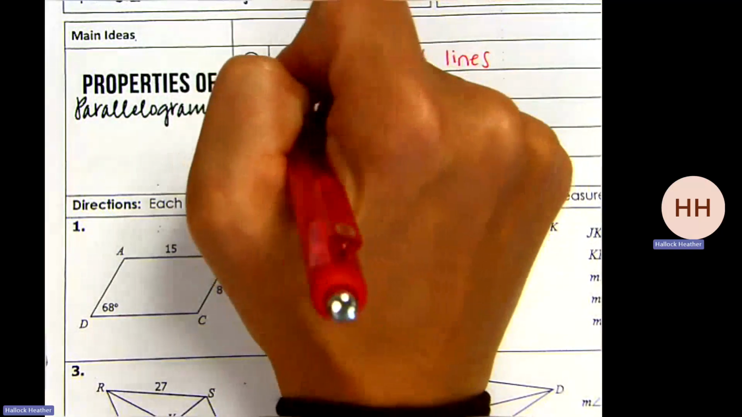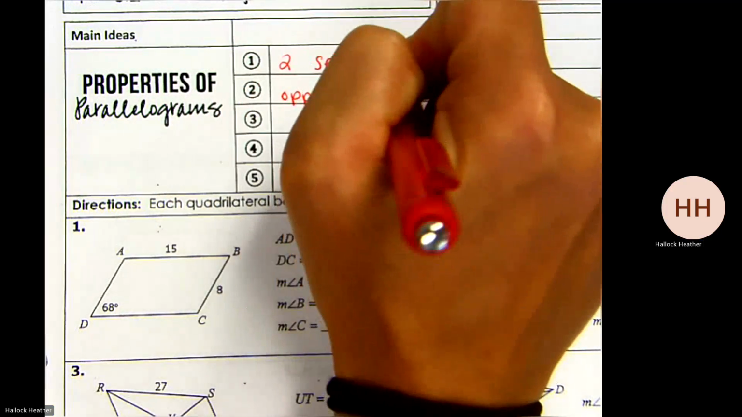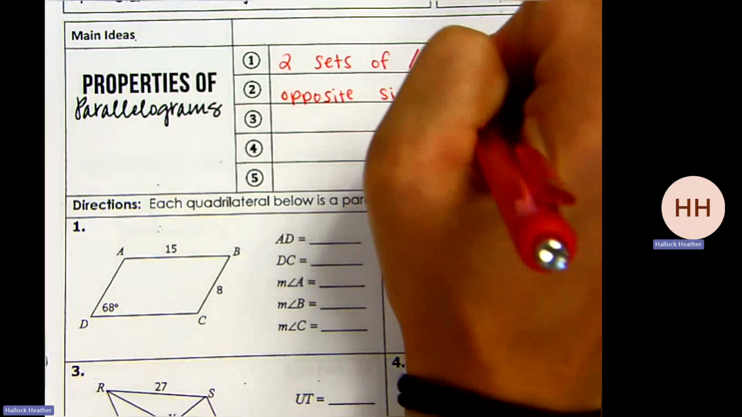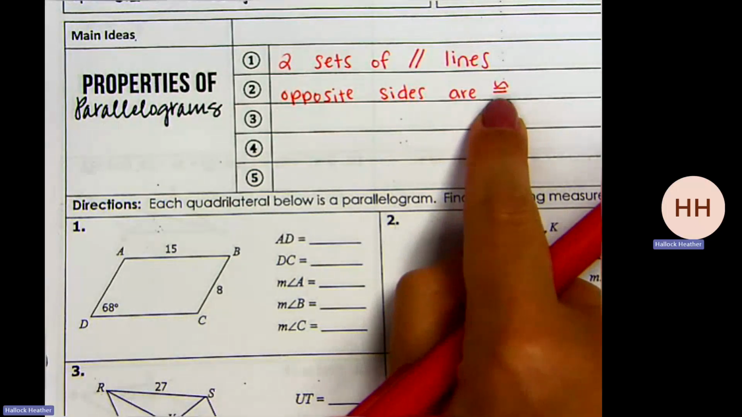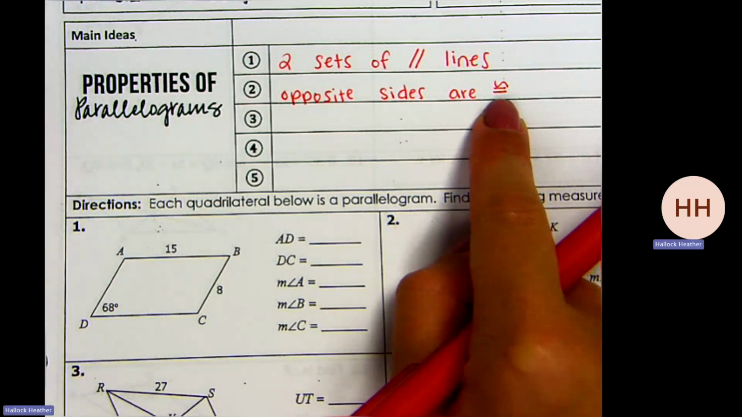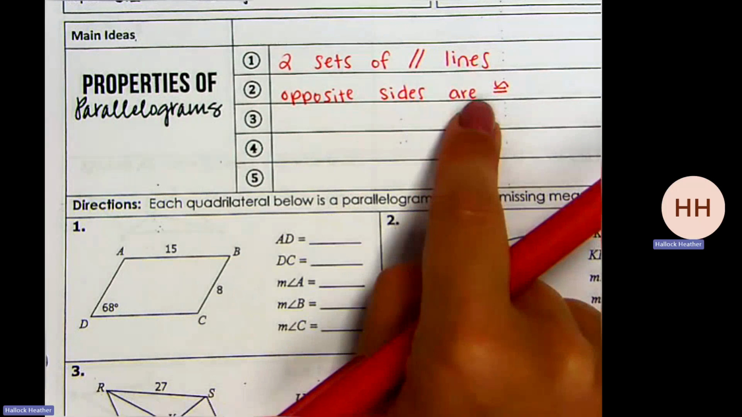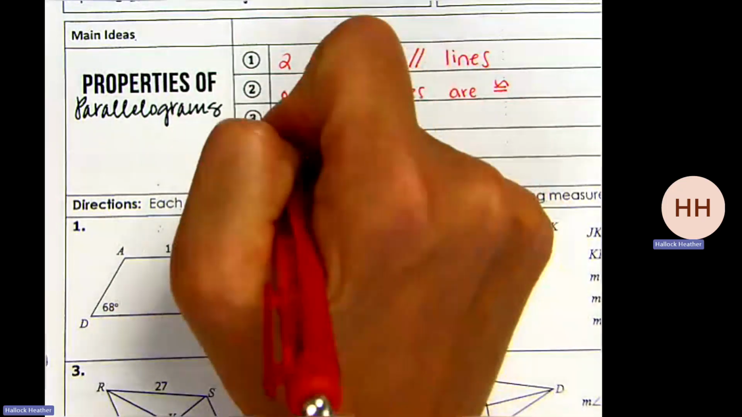So the opposite sides are congruent. And same thing, I put an equal sign with a squiggle. That means congruent. They're equal. So that is something that will help you solve or set up an equation. Number three, opposite angles are congruent.